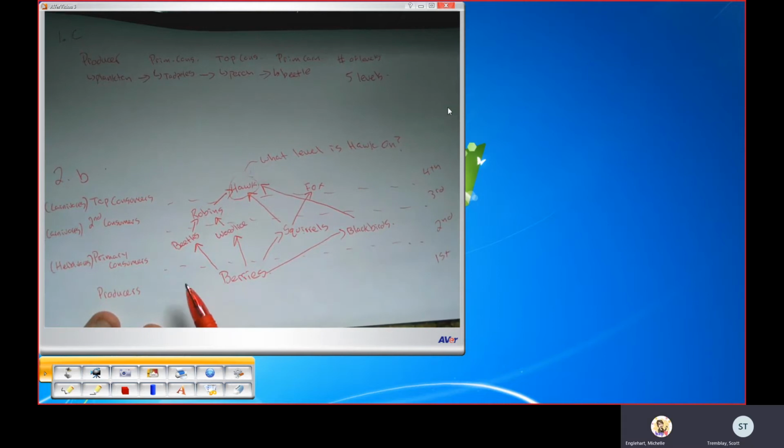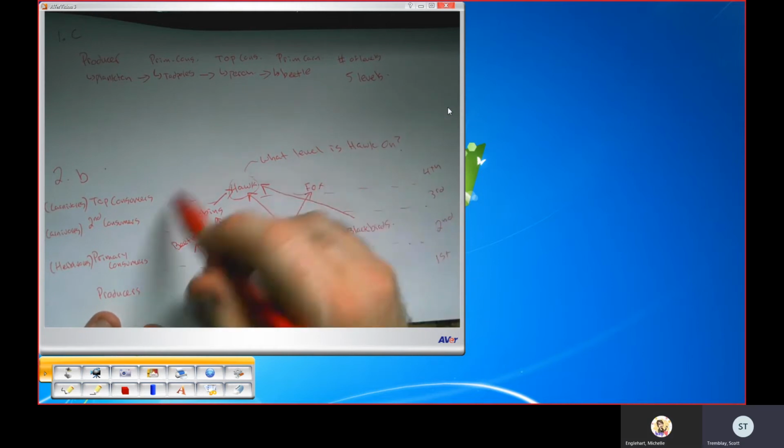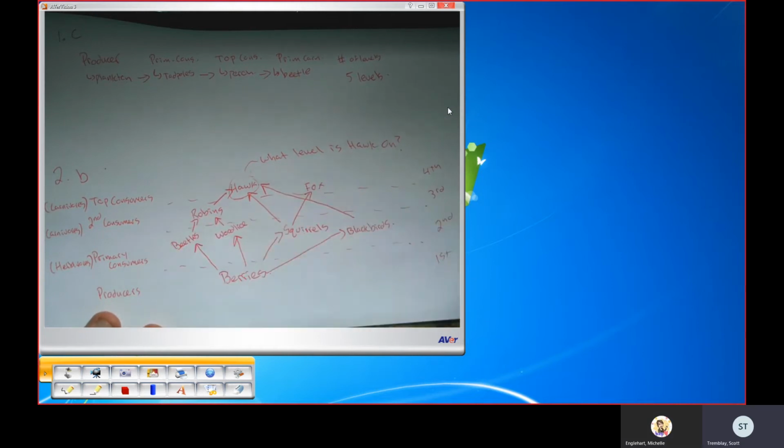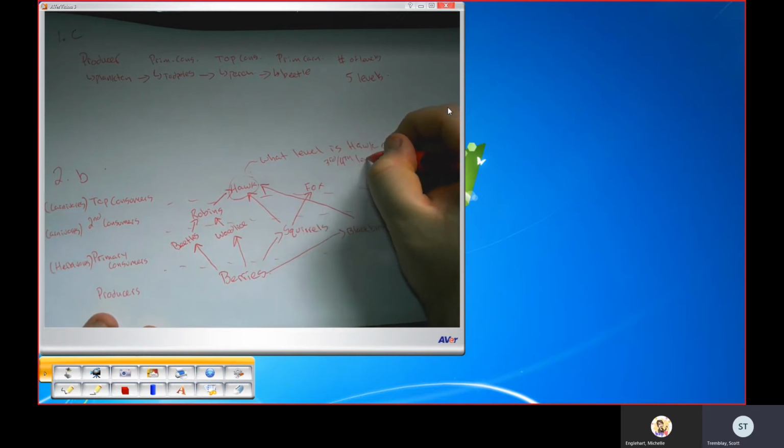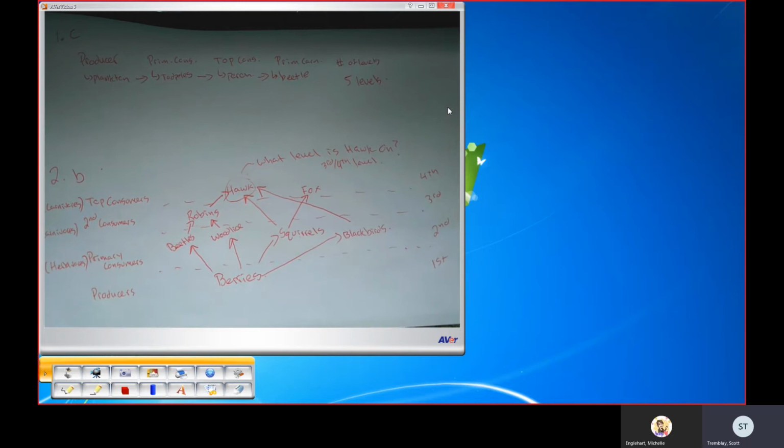But it's also a third level. 1, 2, 3. If I go that way, 1, 2, 3. So especially when you start getting up into these carnivores, you can be on multiple levels. So it's on the third and the fourth level, depending on what meal it's eating. Okay.